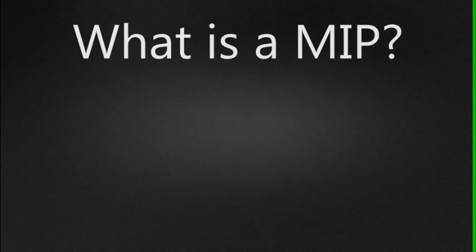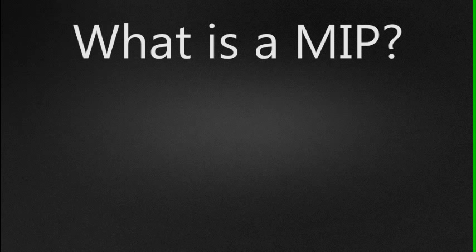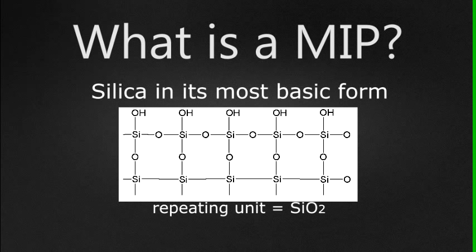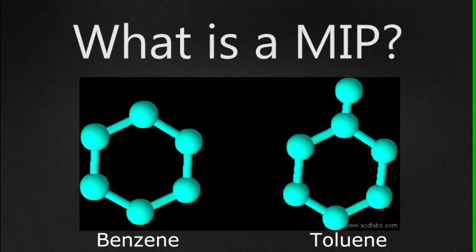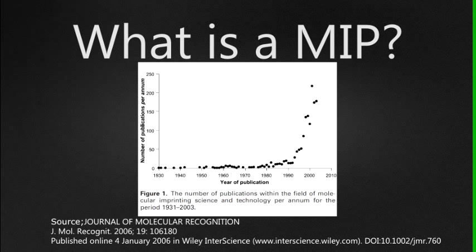The first ideas were explored in the 1930s by Polyakov, where he used inorganic silica compounds to improve affinity when binding with benzene and toluene. Only since the 1990s has real research taken off. In science terms, this is a very new area that has not been explored greatly. However, we understand some of the potential applications that we can use MIPs for.